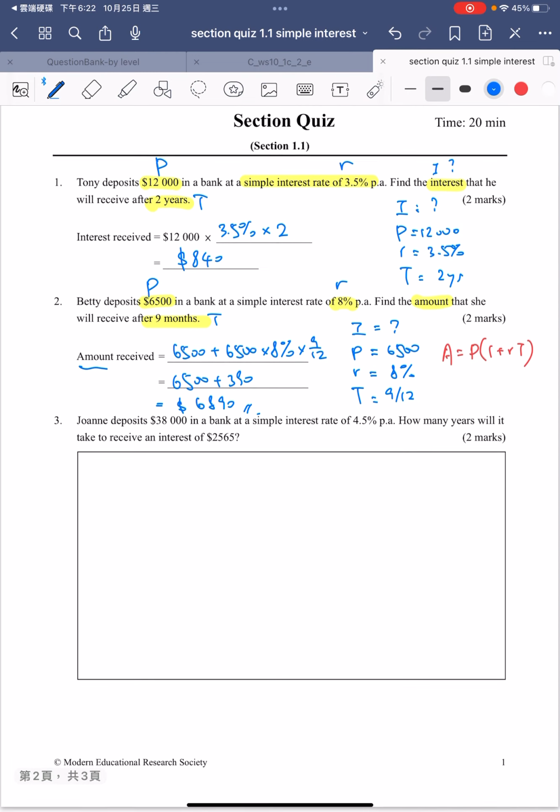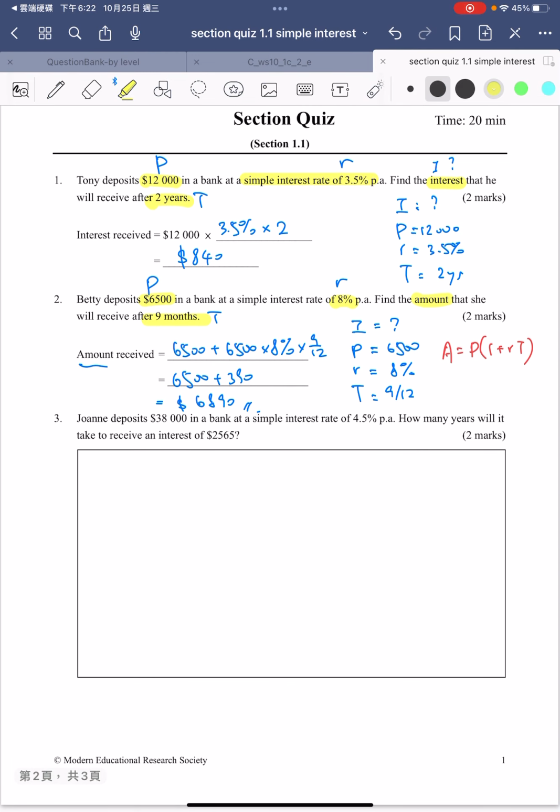Now we're going to do the third one. Joanne deposits 38,000, which is the principal. The interest rate is 4.5%, which is the R. They're asking how many years, so that's the T, it will take to receive an interest of 2,565.